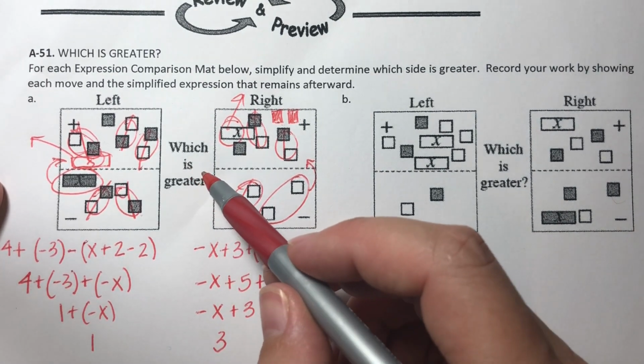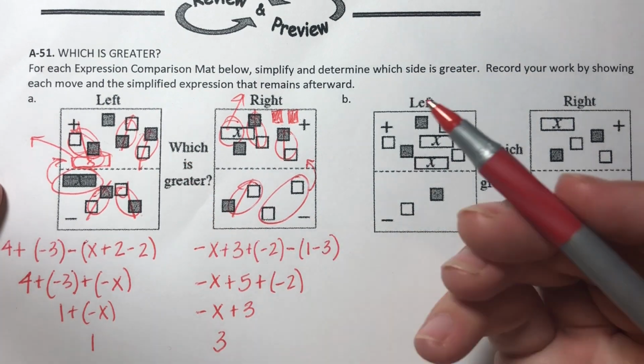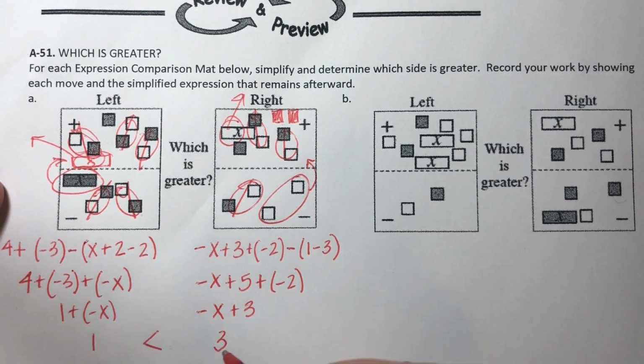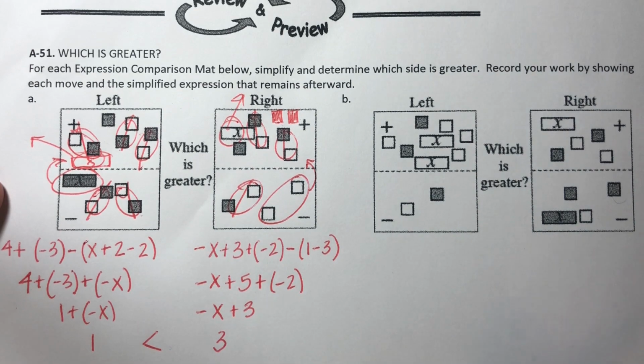Go back to your original question, which is greater? Well, 3 is greater. So 1 is less than 3. And we're done with part A.